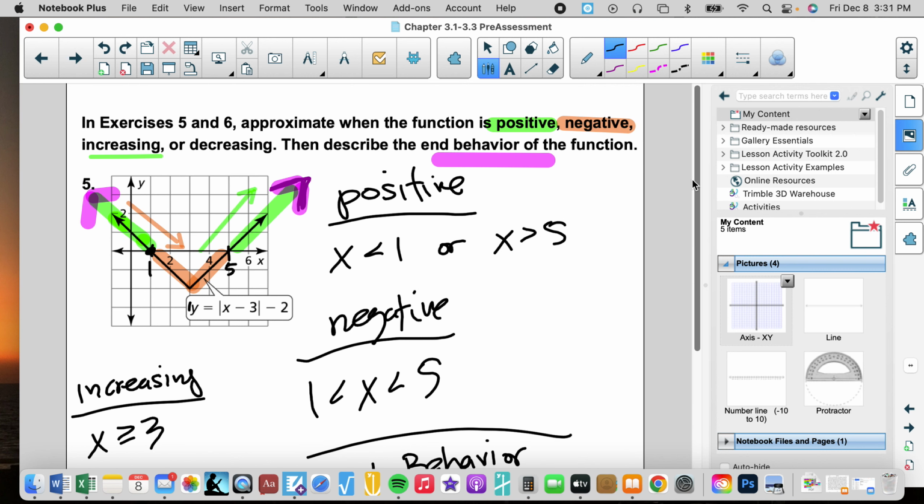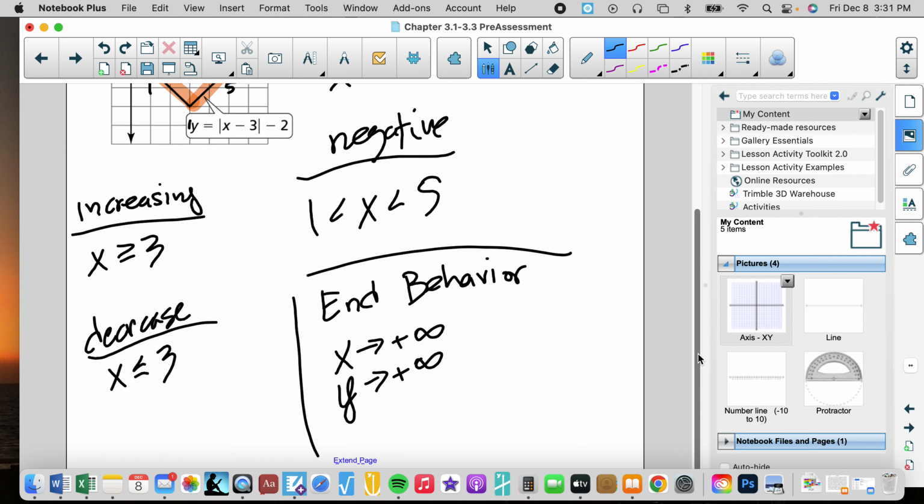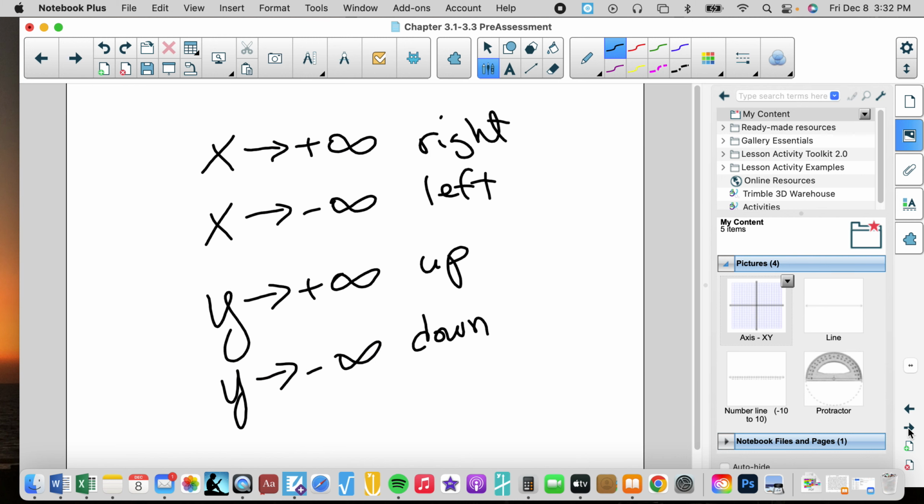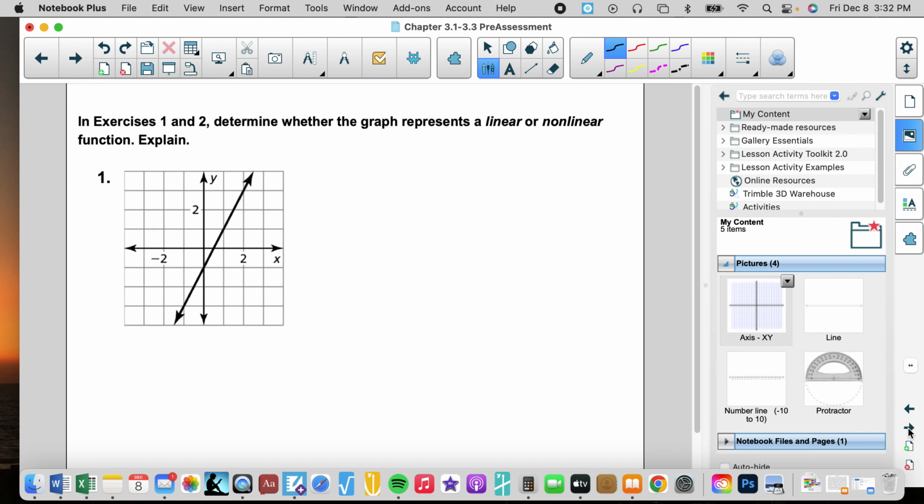Let's look at the other end behavior, this one. We're going to do the x part first, so that's going to the left. As x moves towards negative infinity, left, it also goes up. So up is positive infinity. So the end behaviors would be that. It's a good little trick. It works. So good luck with that. I hope that clicks for you.